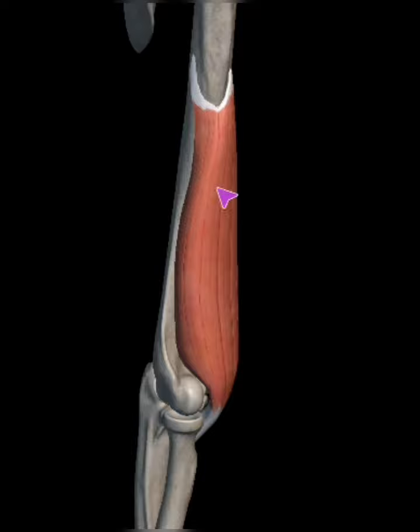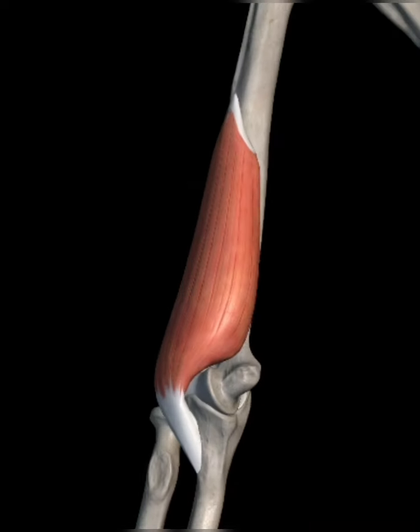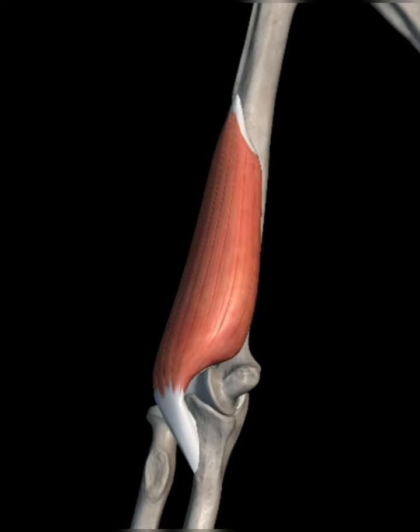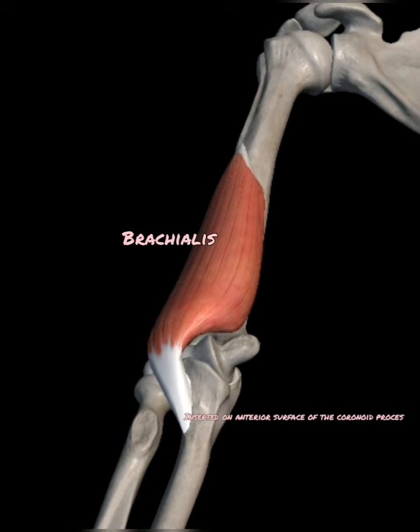Now you can see over here, what is this? This is the brachialis. Now where is the brachialis inserted? Brachialis is inserted into the anterior surface of the coronoid process, including the tuberosity of the ulna. You can see over here.